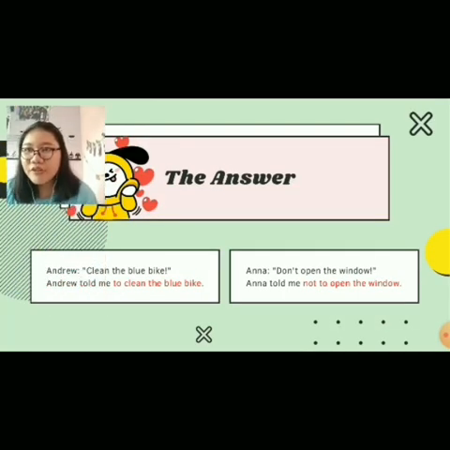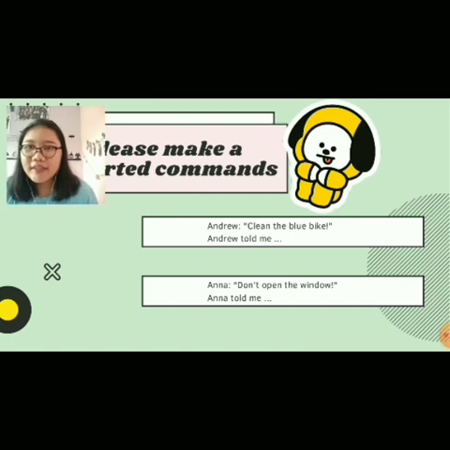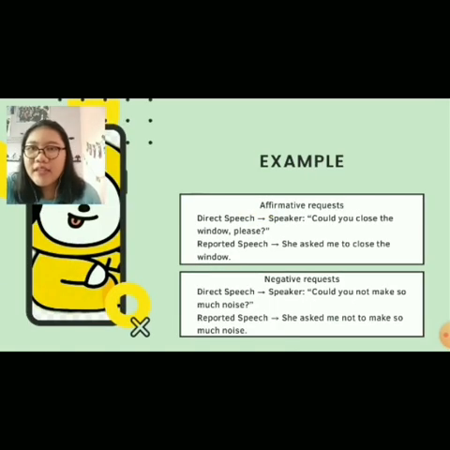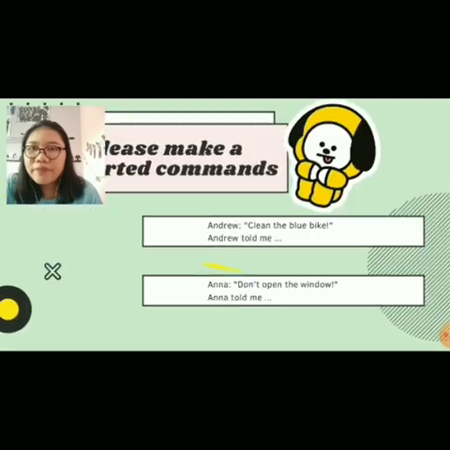Okay, so this is the answer. For the first one, Andrew said, clean the blue bag. And the answer, the reported comment, is Andrew told me to clean the blue bag. And for the second one, don't open the window, the reported comment is Anna told me not to open the window. As you can see, guys, you can see like the example. Okay.